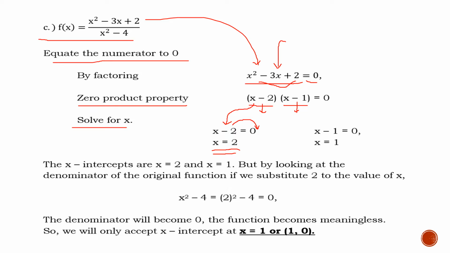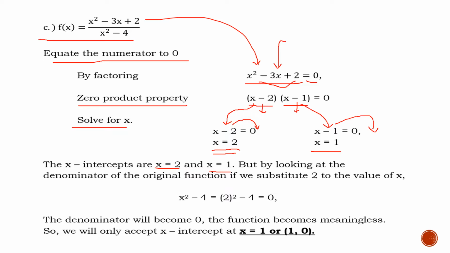In the second factor, which is x minus 1, we are going to equate again this factor to 0. That will be x minus 1 equal to 0. Then if we transpose negative 1 to the other side of the equation from negative to positive, x is now equal to positive 1. So the x-intercepts are x equal to 2 and x equal to 1.